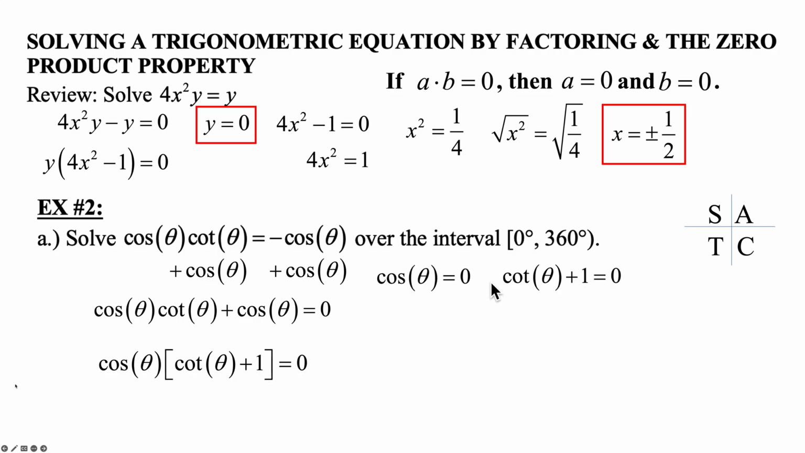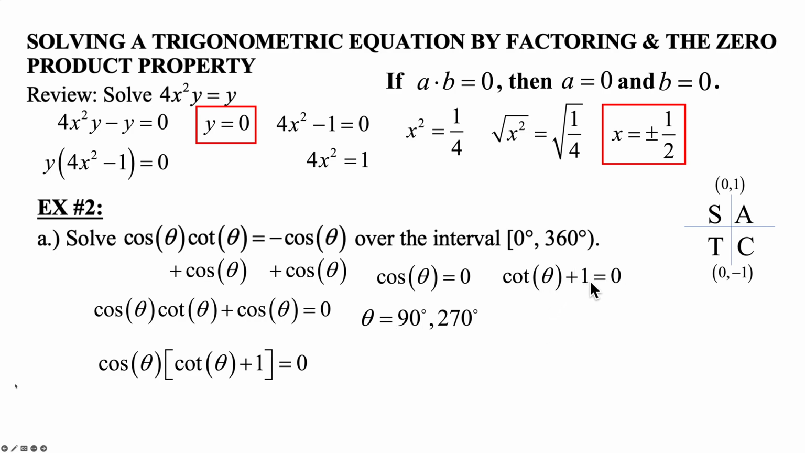Cosine theta is now going to be set equal to 0, and cotangent theta plus 1 is set equal to 0. So this is already solved, so we can go over to our xy coordinate plane here and think, wait a minute, cosine of theta equal to 0, that's when I'm at 90 degrees and 270 degrees. 0, comma 1, 0, comma negative 1, the x coordinate is your cosine value on the unit circle. So there's two angles right there.